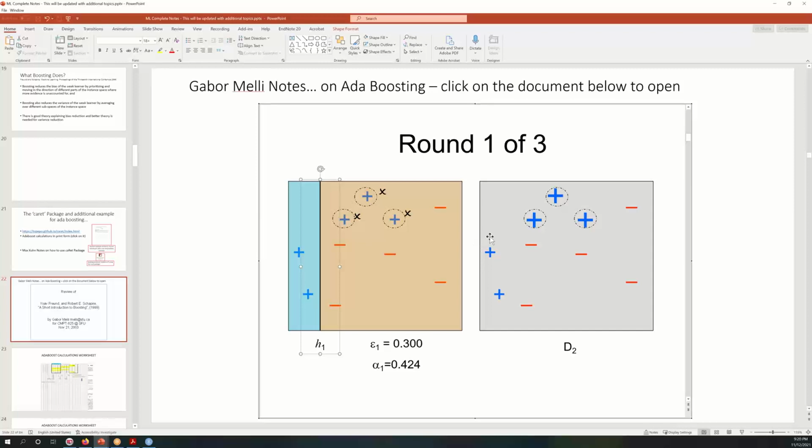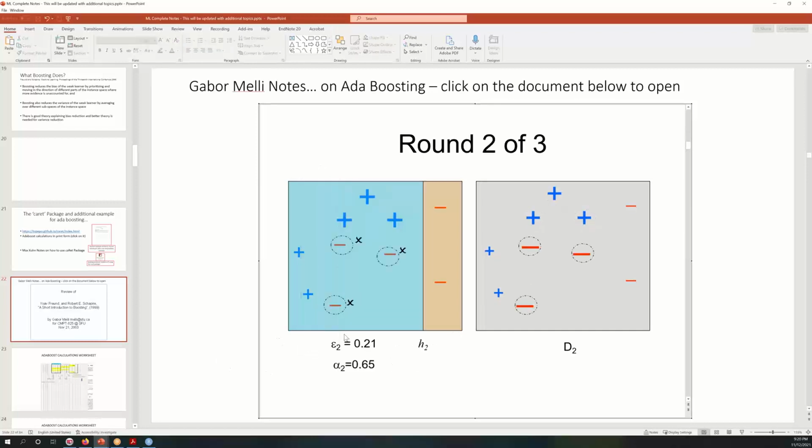Isn't it this line here that will do? Or this line, also. The other possibilities, you can do this line, isn't it? If you do this, all the pluses will be identified correctly, but only 2 of the negatives will be identified correctly, and 3 negatives will be incorrectly identified. Correct? Yes. So that is what we are going to do.